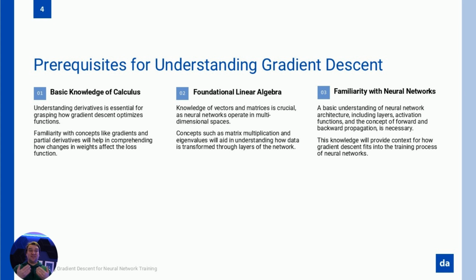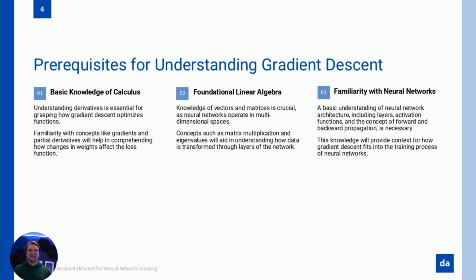Before we dive into the nitty-gritty of how gradient descent works, let's take a step back and make sure we have the right tools in our mental toolbox. Gradient descent may sound complex, but when you break it down, it's all about understanding three key areas: calculus, linear algebra, and neural networks. Think of these as the building blocks that support everything we're about to learn.